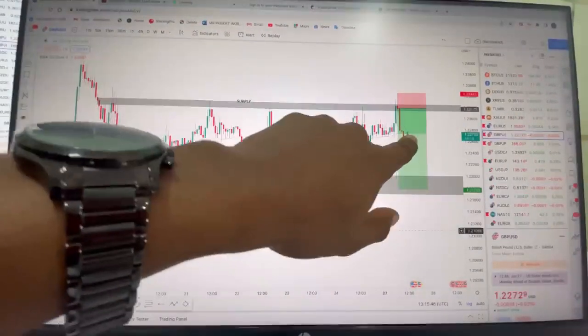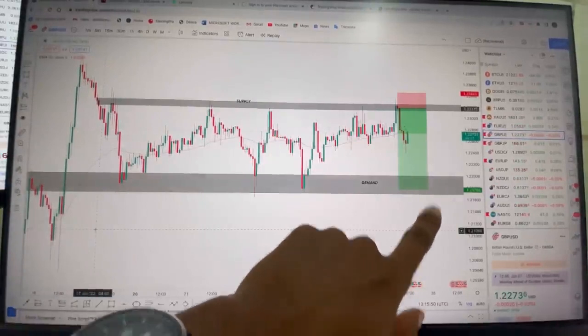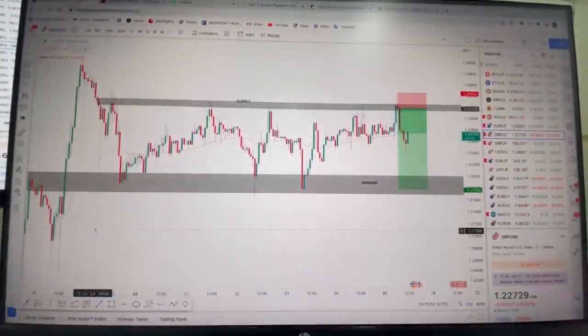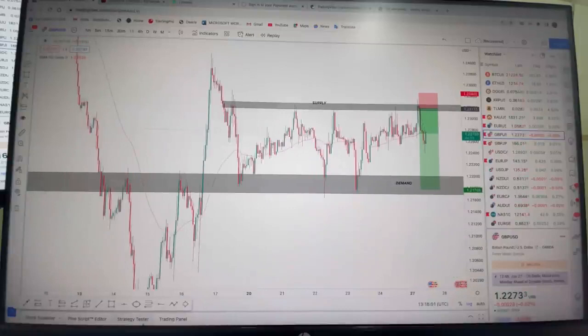So I'm looking forward to this price dropping back to this low. Then when it gets to this low, if it does not break out, I'm going to look for an opportunity for a buy. So this is a clear example of you trading when the price gets to the high and gets to the low, right?